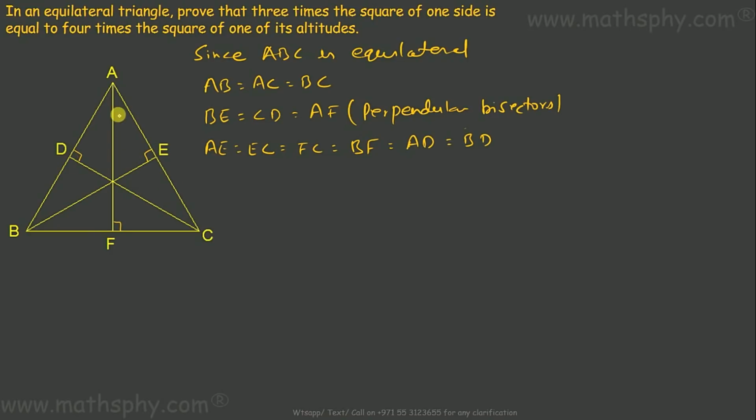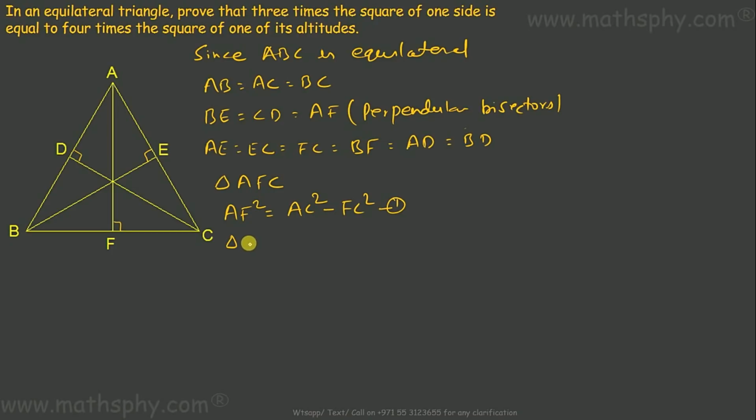Okay, now these all are 90 degrees. It means AFC, AFB, all these triangles are right angle triangles. I'll take triangle AFC. In this, AF square would be equal to AC square minus FC square, or AC square is equal to AF square plus FC square, same thing. Let's take it as 1.